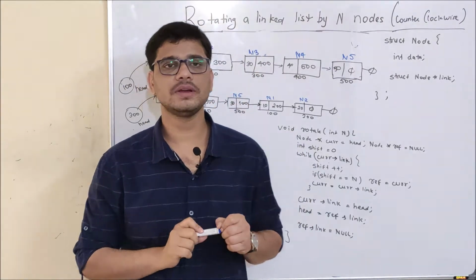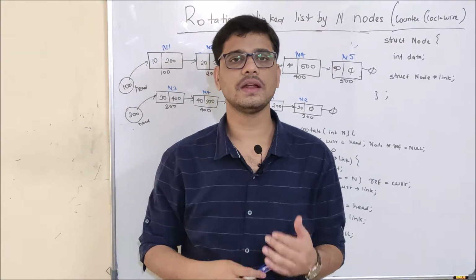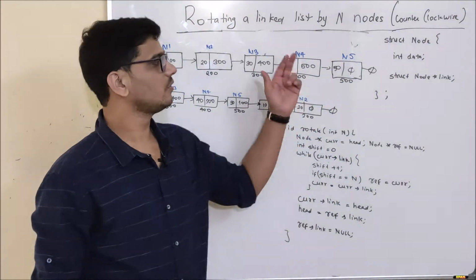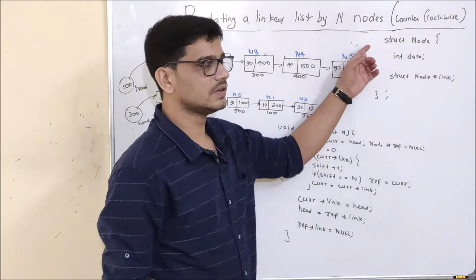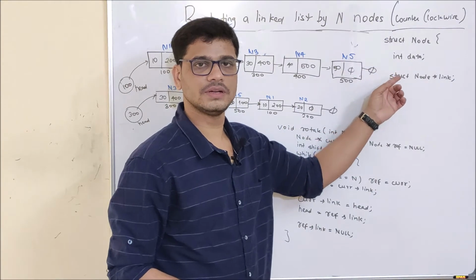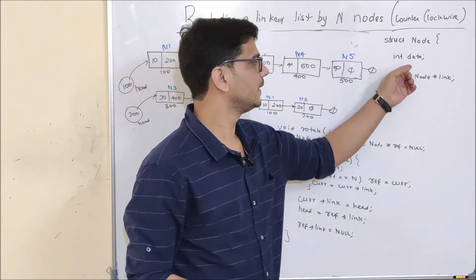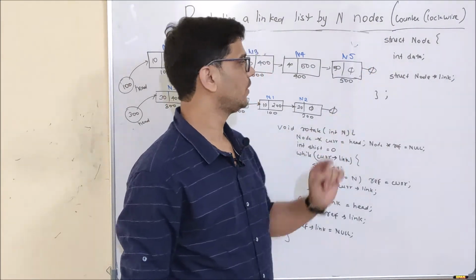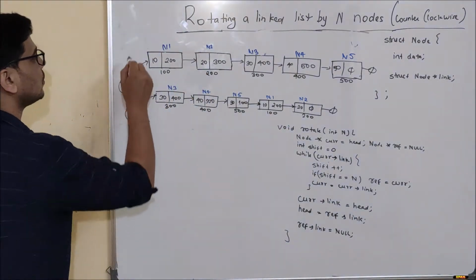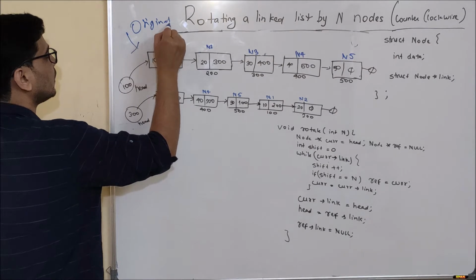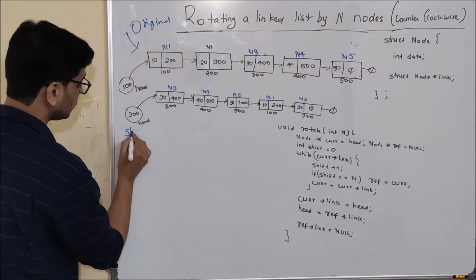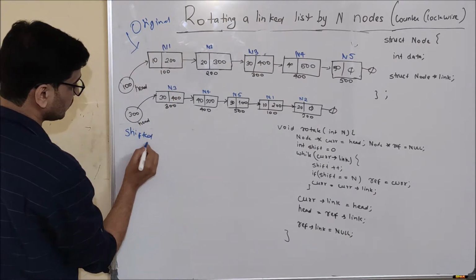Friends, in today's video we are going to see how to rotate a linked list by N nodes, and we are going to see counterclockwise rotation, that is left shift. So first of all, as you can see here, this is the definition of the node of a linked list. It has two parts: data, which is of integer type, and a link pointer. And this is the original linked list, and this is the shifted linked list.